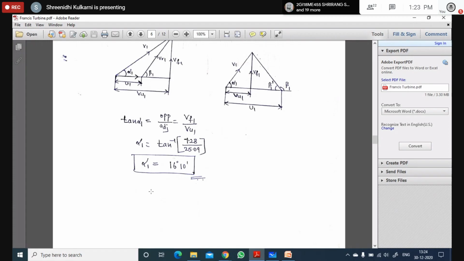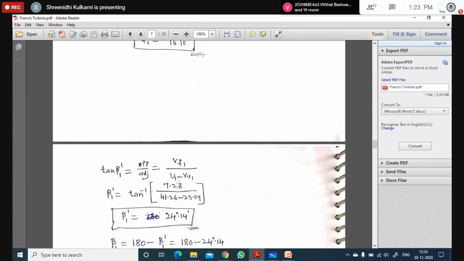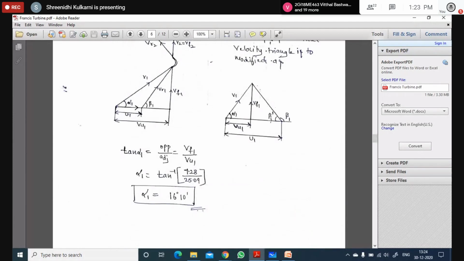Yes, sir. Okay. Next, similarly, we want beta 1. If the velocity triangle is not modified, then using the velocity triangle we can find it directly. But we already modified it, so first we are going to find beta 1 dash. Later we'll calculate 180 minus this angle.